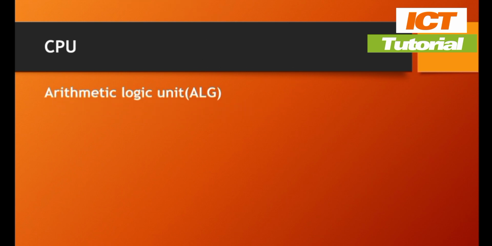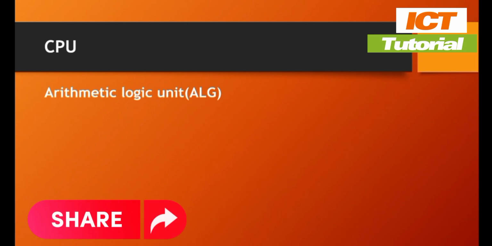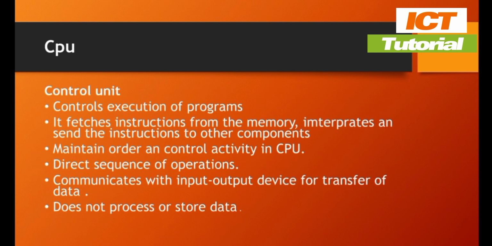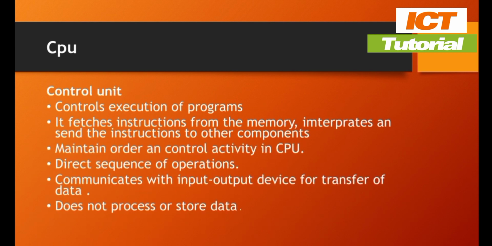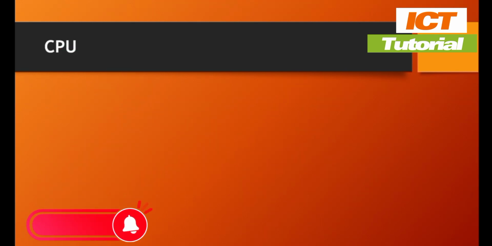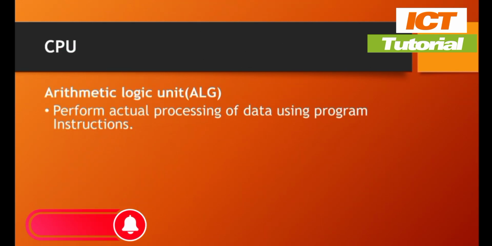We are still on the CPU. We said it contains the following components: the control unit, the arithmetic logic unit, and the buses. We'll check on that. Don't worry. The arithmetic logic unit is where we perform the actual processing. So after the control, the actual processing of data using program instructions is done by the arithmetic logic unit.